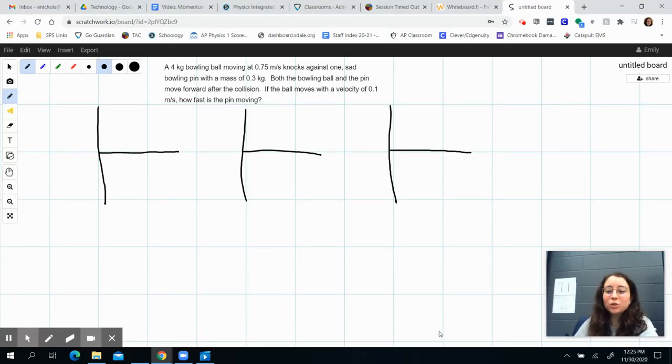Good afternoon. I'm going to do another example problem for y'all. Last time I did one that was inelastic, so they stuck together. This time I'm going to do a problem where it's elastic, where they are not together, they're apart, they bounce off of each other.